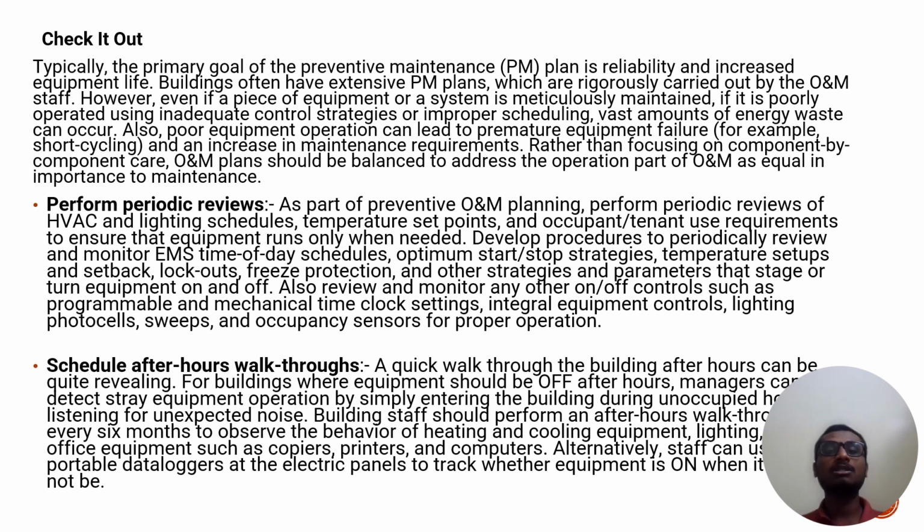Schedule after-hours walk-throughs. A quick walk through the building after hours can be quite revealing for buildings where equipment should be off. Management can detect straying equipment operation by simply walking through the building during unoccupied hours and listening for unexpected noise. Building staff should perform an after-hours walk-through every six months to observe the behavior of heating and cooling equipment, lighting, and office equipment such as copiers, printers and computers, using power data loggers and electrical panels to track whether equipment is on or off.